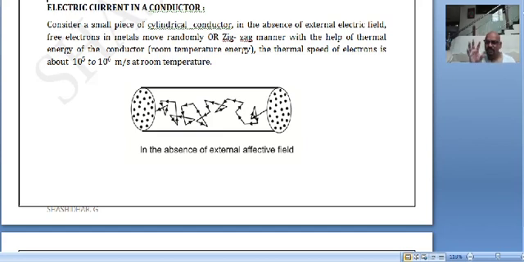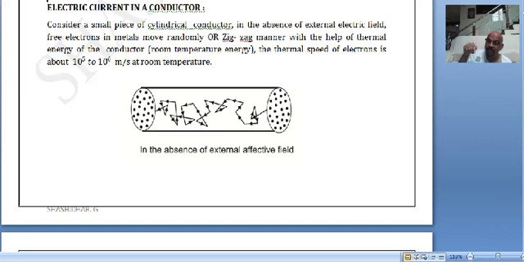Now what happens? These free electrons, as I told you, are in continuous random motion. They keep moving randomly because of thermal energy. At room temperature, around 300 Kelvin, there will be thermal energy provided. Because of that thermal energy, these electrons keep moving randomly, and the velocity with which they move is around 10 to the power 5, 10 to the power 6 meters per second inside the conductor.